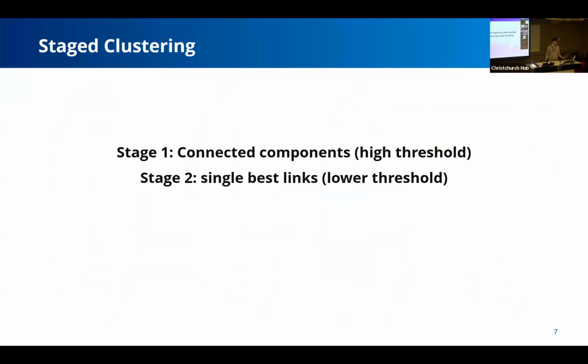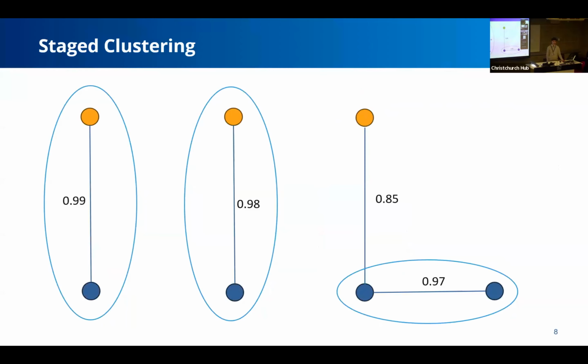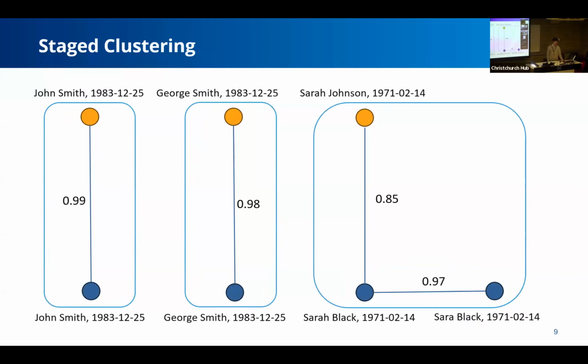So here's the idea that I put together for what we're working on. It's very simple. Doing it in 2 stages. First, we use connected components with a higher threshold, and in the second stage we use single best links at a lower threshold. So this is what the first stage would look like. A high threshold of 0.95, we pick up that duplicate link for Sarah. And in the second stage, that extra link is found because that's the single best link to a cluster on the other data set.